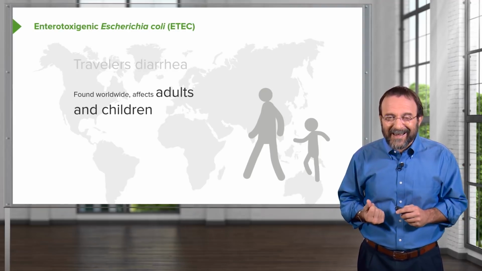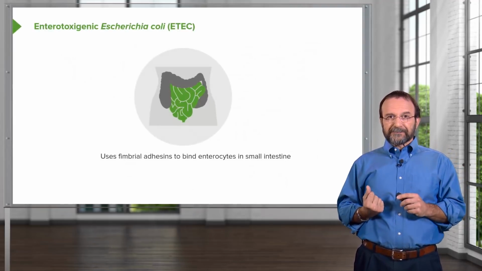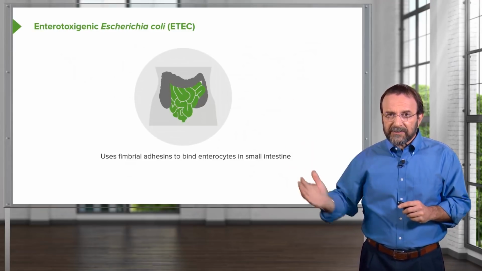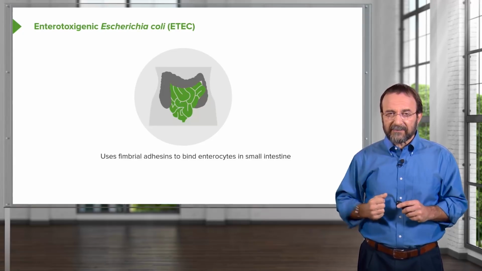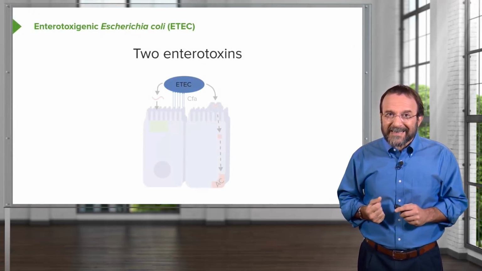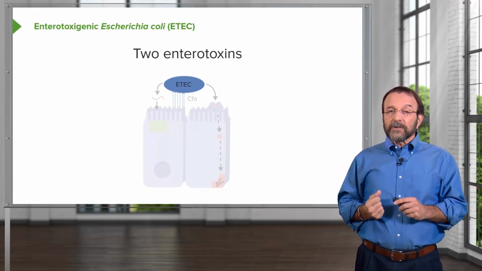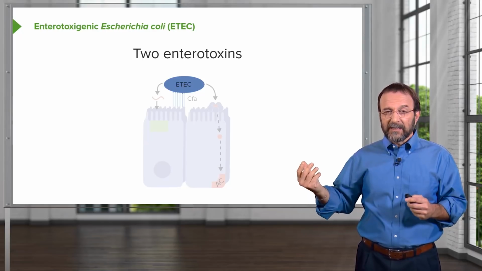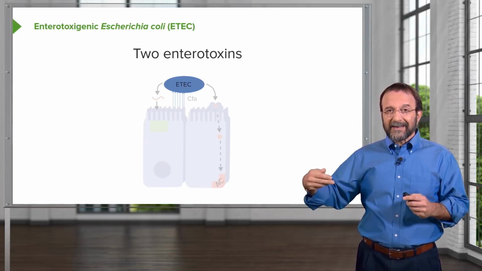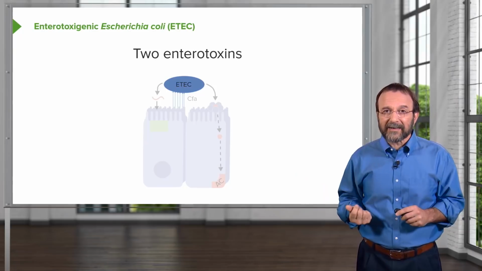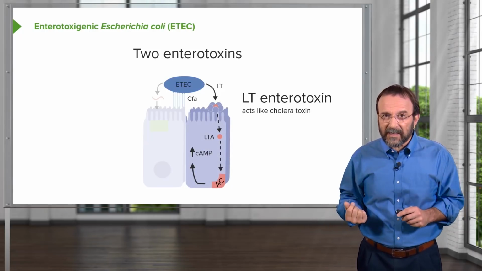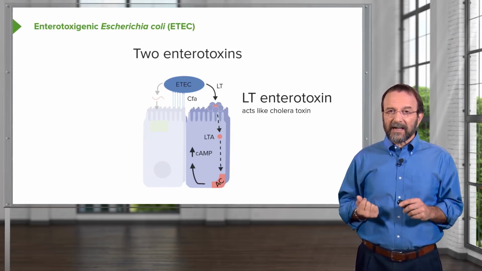It's caused by ETEC strains of E. coli. These use fimbrial or pili adhesions to bind to enterocytes in the small intestine, very much like the Vibrio that we've talked about. And these strains, the ETEC strains, make two enterotoxins. An enterotoxin is simply a toxin produced by the bacteria that affects your enteric tract. The ETEC strains of E. coli produce an LT enterotoxin. This is very much like a cholera toxin.